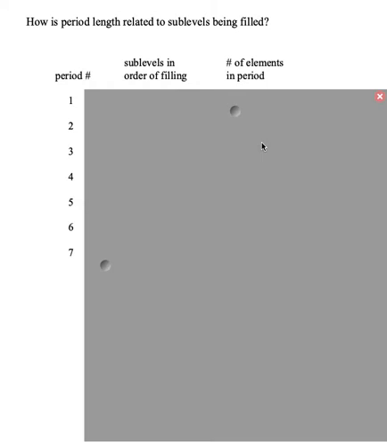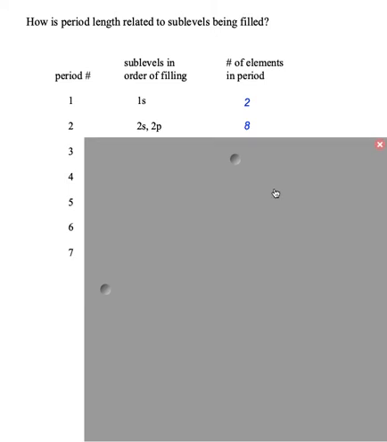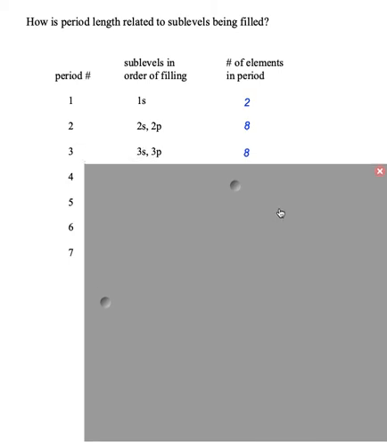In the first period, the only sublevel being filled is the 1s sublevel. There are two elements in the first period, hydrogen and helium. Why? Because we can only fit 2 electrons into the 1s sublevel. In the second period, from lithium to neon, we are filling the 2s and the 2p sublevels. How many elements are in that period? 8 elements. Why? Because we can put 2 electrons in the 2s sublevel, 6 electrons in the 2p sublevel. 2 plus 6 equals 8. 8 electrons corresponds to 8 elements in the period. Same for the third period, except we're filling the 3s and the 3p sublevels.